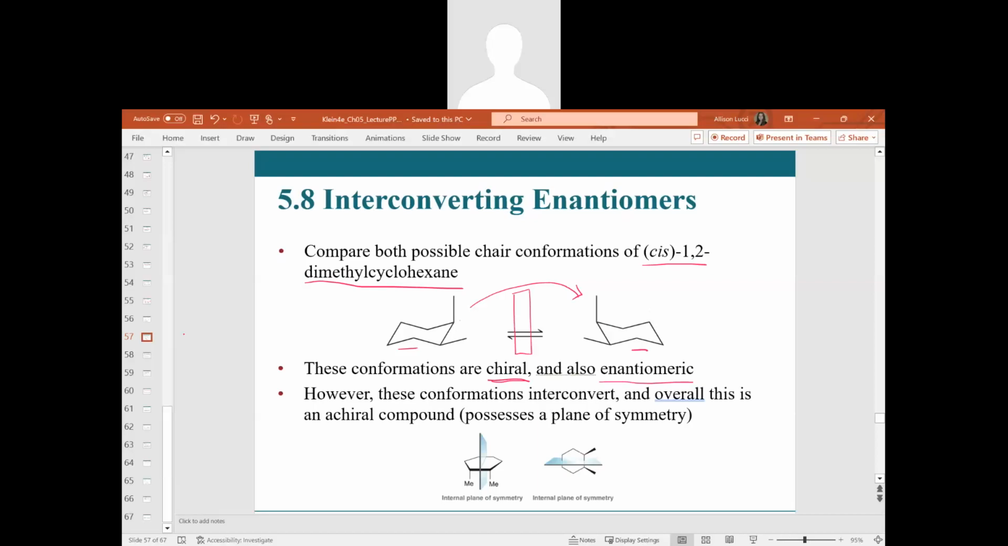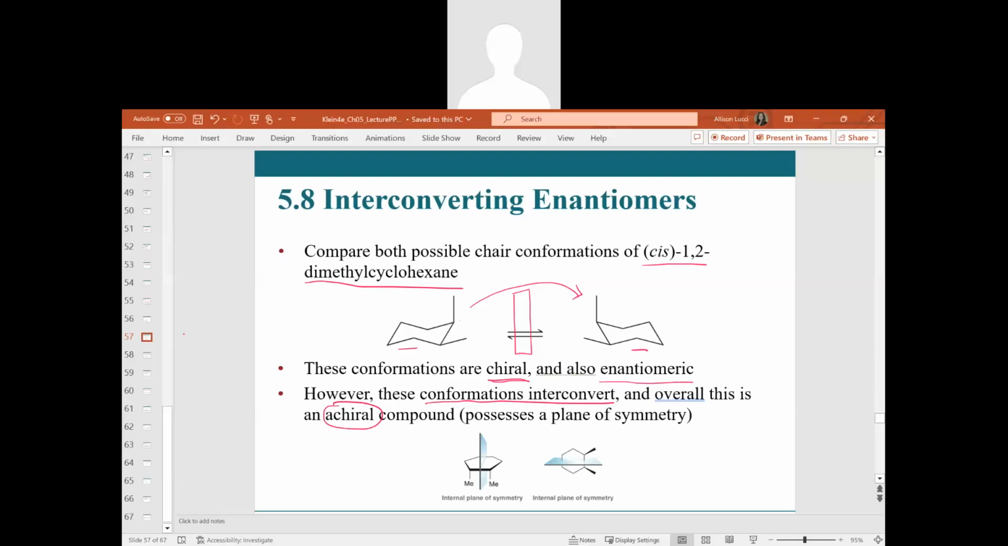If we were to draw our mirror here and reflect one upon the other, we would see that they're non-superposable mirror images. But again, these conformations will interconvert between forms, so they do not have this chiral characteristic. They would both be considered achiral. And due to this interconversion, there's not a chiral determination overall.